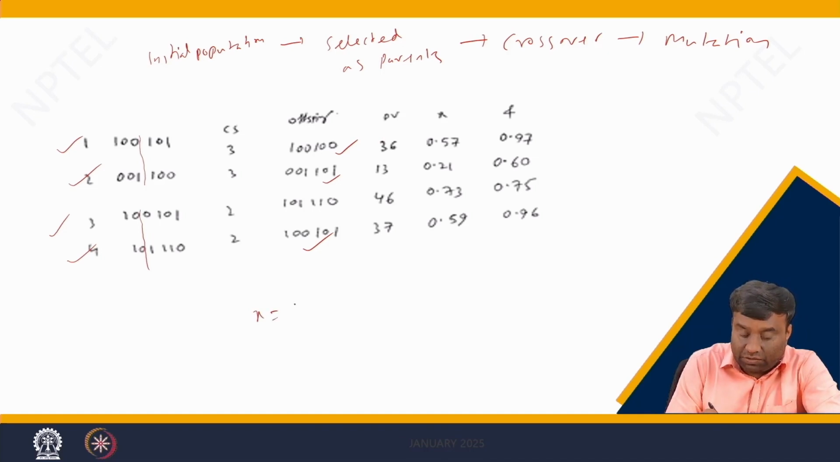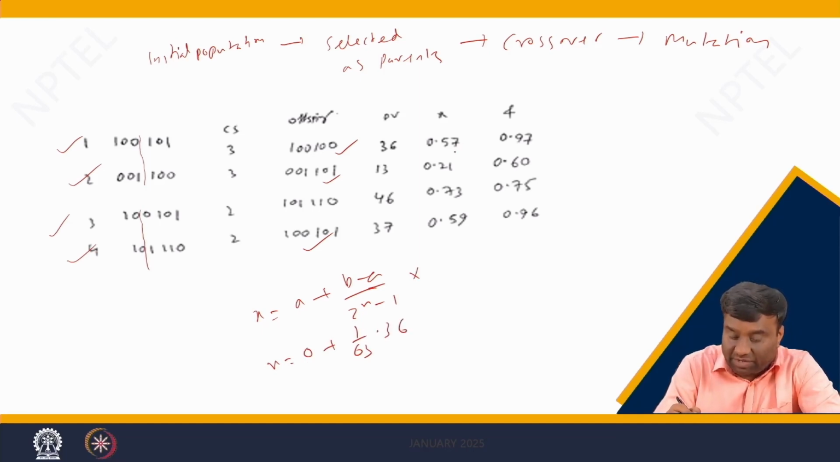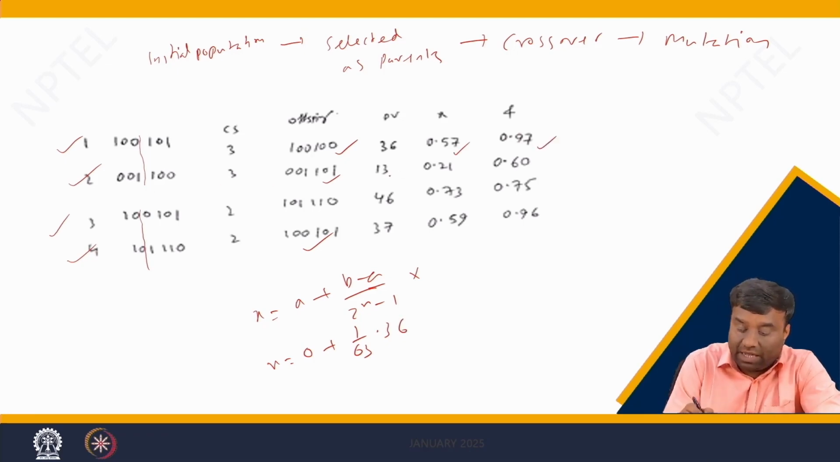Similarly, the decimal value is computed the same as before. So x equals a plus (b minus a) by (2 to the power n minus 1) into the decimal value. So x equals 0 plus 1 by 63 into 36. So you will get 0.57, and f is 0.97. Similarly, here the value is 13, like that, 8 plus 4 plus 1, 13. x is similarly 0.21, f(x) is 0.60. Here the decimal value is 46, so x is 0.73, and f(x) follows. So this is before mutation.